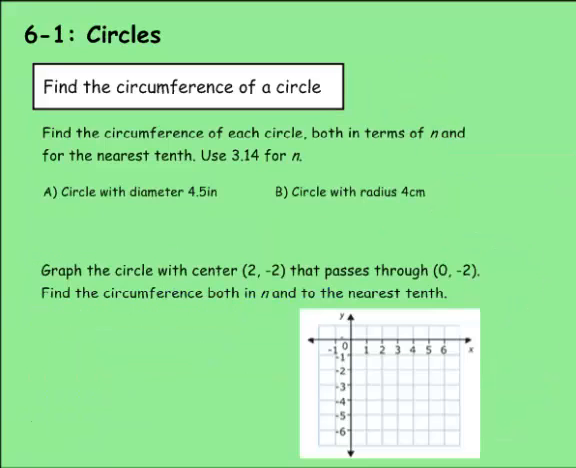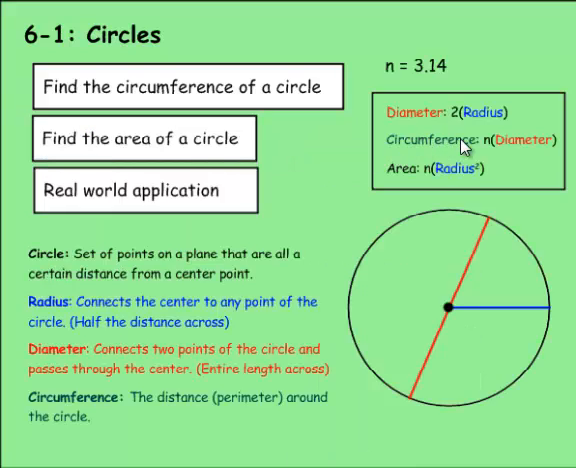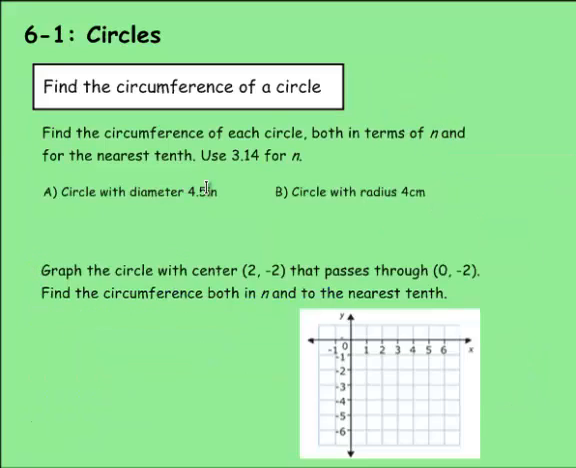So let's find the circumference. It says find the circumference of each circle both in terms of pi and to the nearest tenth. Use 3.14 for pi. So it gives us a circle with a diameter of 4.5 inches. If I remember my formula, the circumference is pi times diameter. So it gave us the diameter here. So now all we have to do is multiply 4.5 times pi. So we have 4.5 times pi, and then we would say inches.